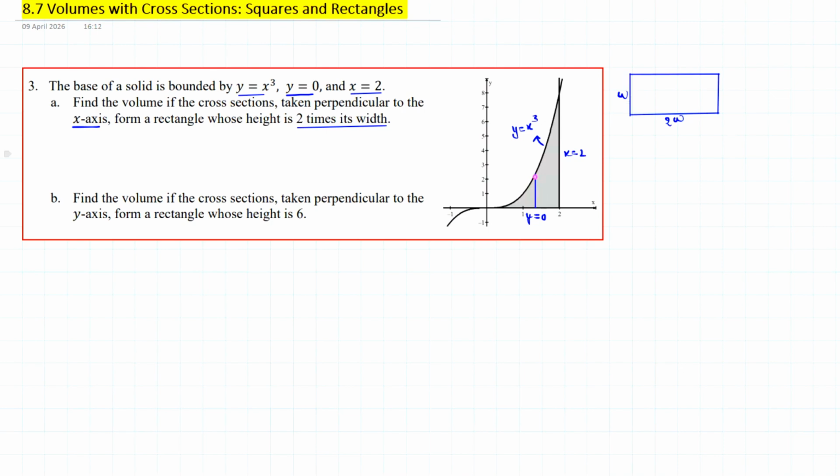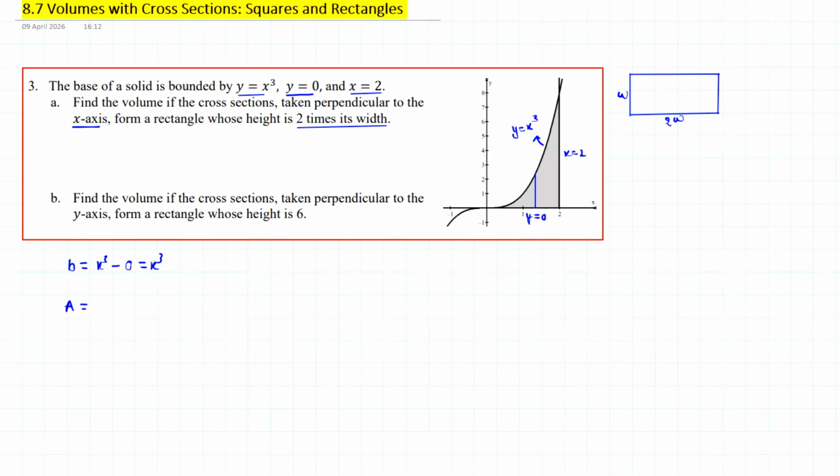To find this length, we subtract the bottom curve from the top curve. So the base equals the top curve, y equals x cubed, minus the bottom curve, y equals 0. So the base is equal to x cubed.